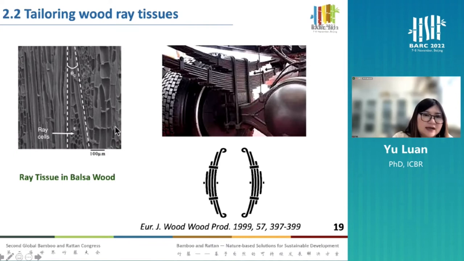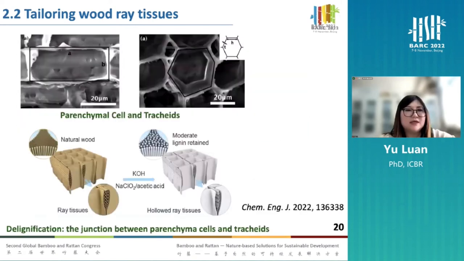The leaf structure is very similar to the leaf spring on the car. On the car, this spring can reduce the pressure and attenuate the energy through the sliding and deformation of the steel plate, and it can absorb the energy. And this wood ray tissue is very similar to the leaf spring.